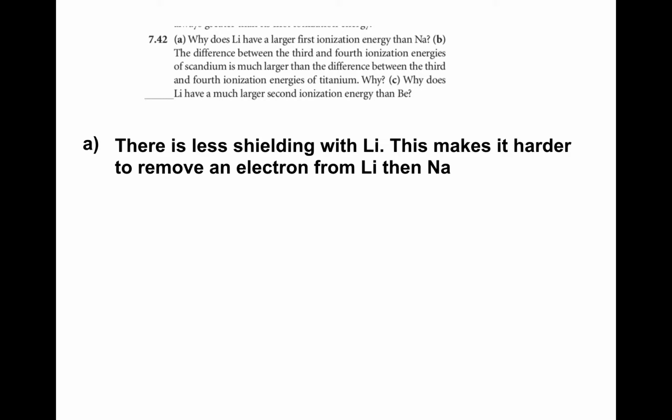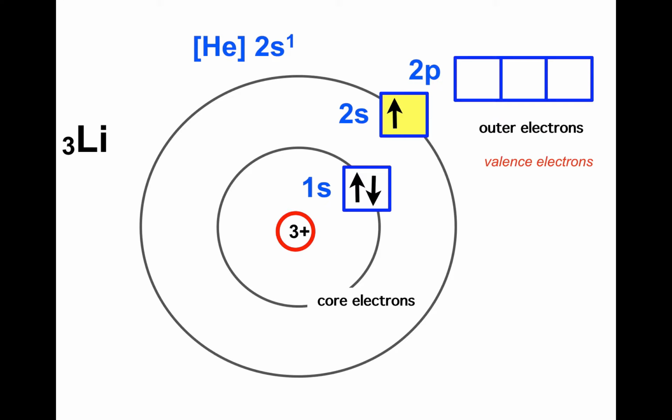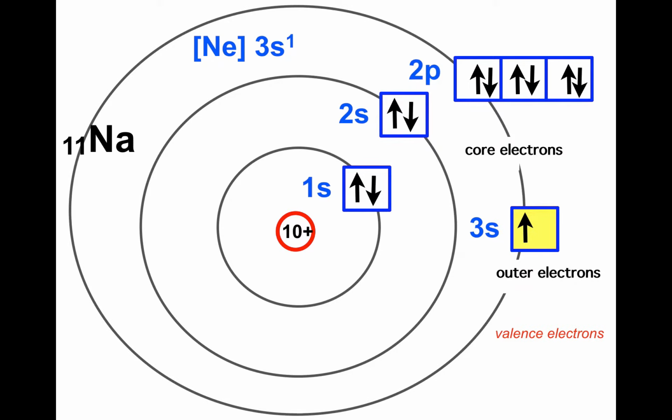Why does lithium have a larger first ionization energy than sodium? Answer, less shielding. You're dealing with a helium core with lithium as opposed to sodium, where you have a neon core. So 2 inner electrons blocking the outer electron with lithium. So you're going to have a higher first ionization energy with lithium as opposed to sodium, which would be a lower first ionization energy. More inner electrons blocking the outer one from feeling the nucleus.